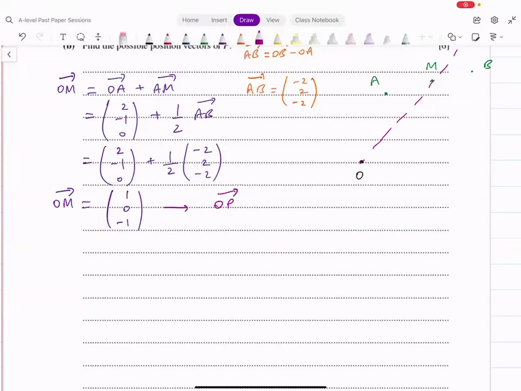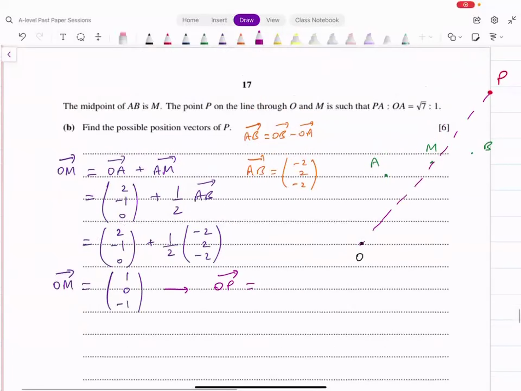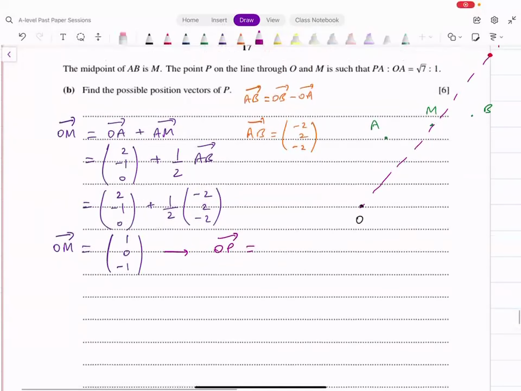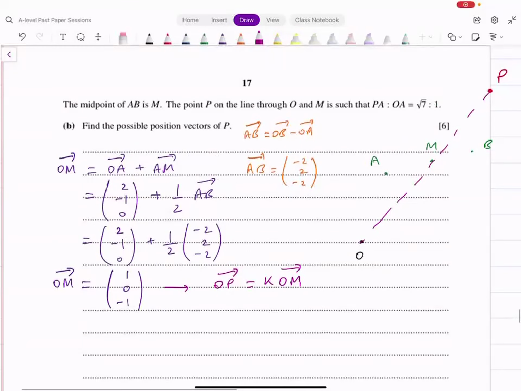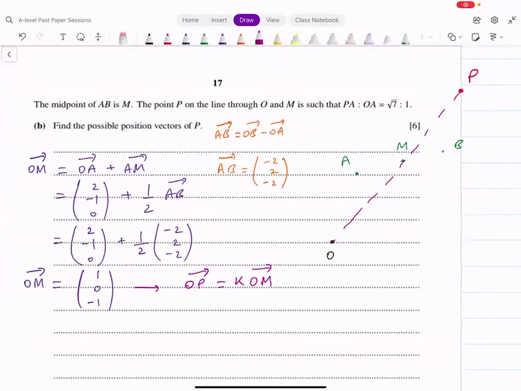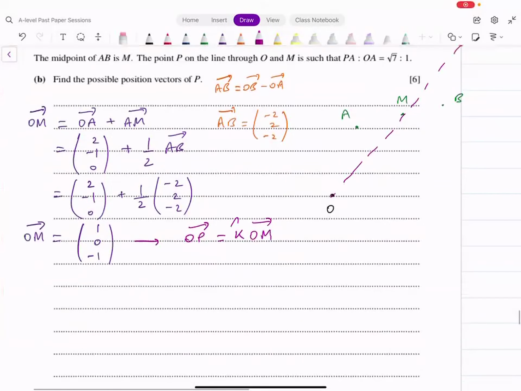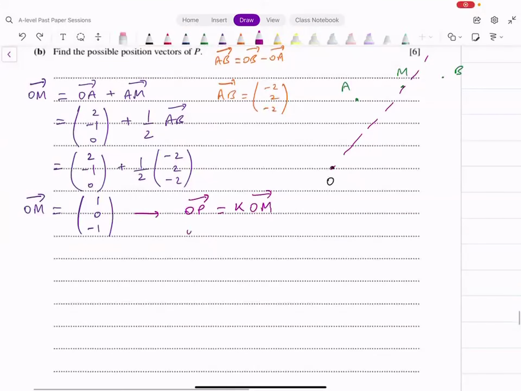OP is going to be parallel to OM. Remember parallel vectors में क्या होता है, हम एक वेक्टर को दूसरे का स्केलर मल्टीपल लिख सकते हैं. So we can say OP is equal to K times OM, right? Because parallel vectors है ना, तो एक को दूसरे का स्केलर मल्टीपल लिखते हैं. अब K की वैल्यू ऑफ कोर्स हमें नहीं पता, लेकिन हम स्केलर मल्टीपल इस तरह से लिख सकते हैं. What does that become now? OP वेक्टर क्या बन गया? OP वेक्टर हमारे पास बन गया K times OM, that's K into 1, 0, -1.